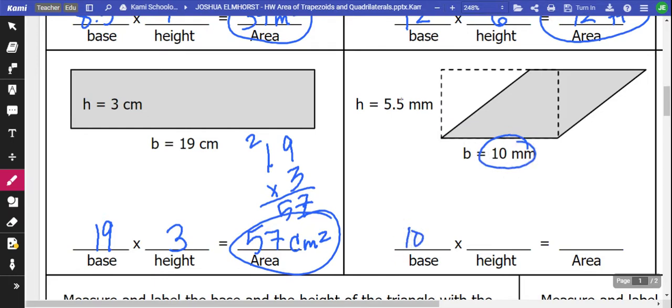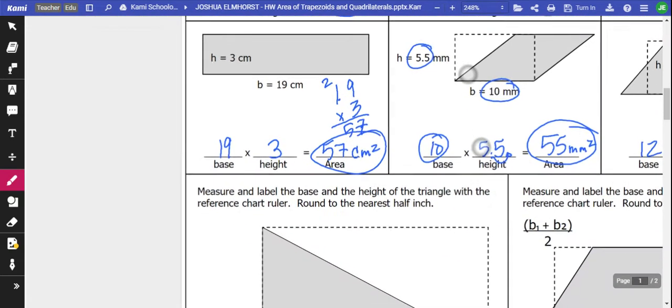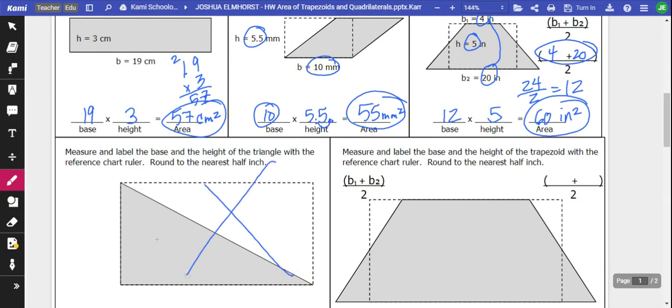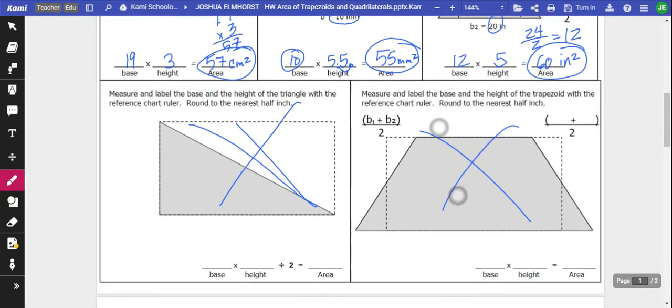Base is 10. Height is 5.5. Times 10, you just move the decimal over one spot. 55 millimeters squared. Now, for this assignment, it did not print off correctly, so we're going to skip that part.